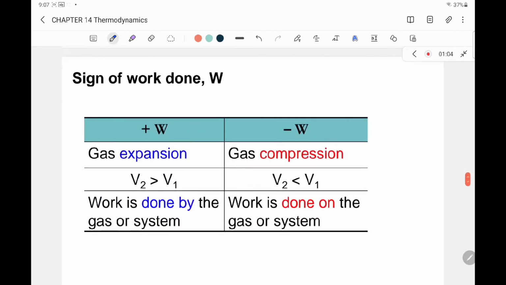Okay, this table shows the sign of work done, W. Positive work done is when the gas expands, final volume V2 is greater than initial volume V1, and the work done is by the gas or by the system. The work done is negative if the gas is compressed, gas compression. So the final volume V2 is less than initial volume V1. So the work done is on the gas or on the system.